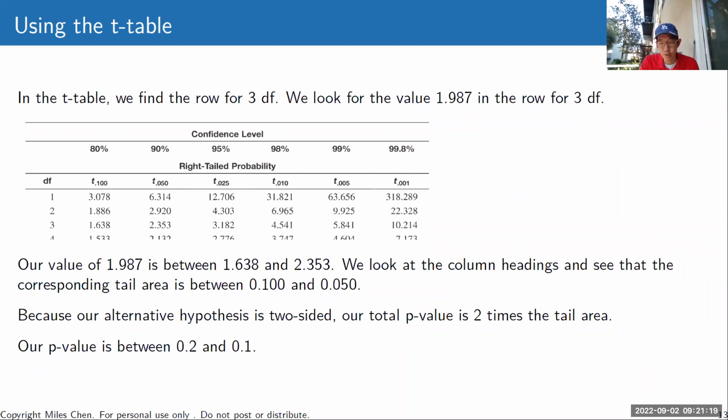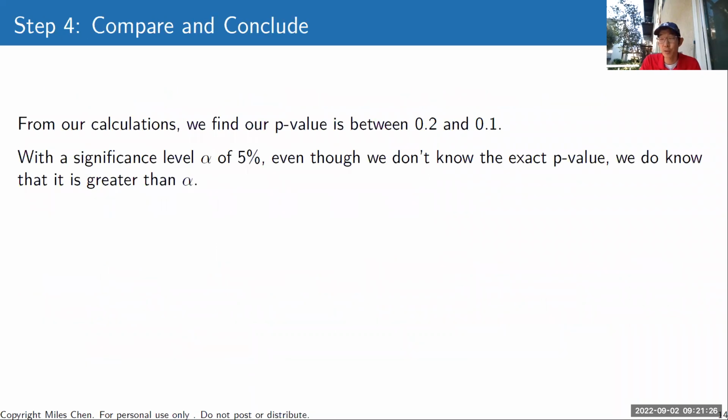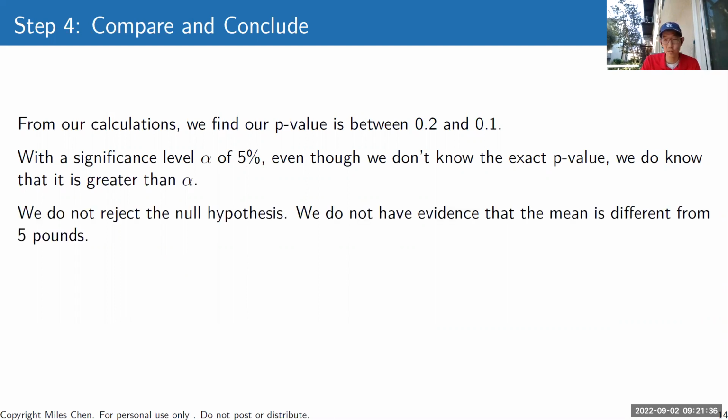And if our p-value is between 10 and 20%, and our significance level is 5%, our p-value is bigger than 5%. And so because we know our p-value is bigger than 5%, we're not going to reject the null hypothesis. And we're going to say we don't have evidence that the mean is different from 5 pounds.